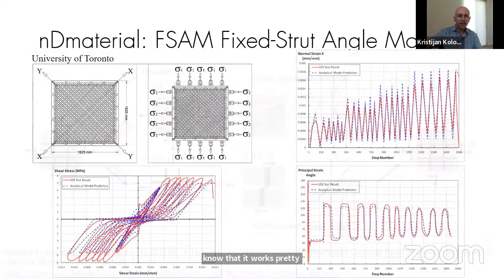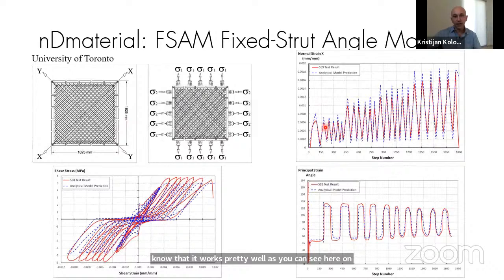As you can see here on the next slide, there is a validation of this fixed strut angle model against panel test results, where the shear strains or shear deformations are imposed on this panel. And you can see that the responses for the normal strains as well as principal angles are pretty good compared to the test results. So even though conceptually relatively simple, implementation may be a little bit more difficult, at the end it works pretty well. I have to mention that there is an improved version of this fixed strut angle model that's not available in OpenSees yet, but we're hoping to put it out there in the next year or so.